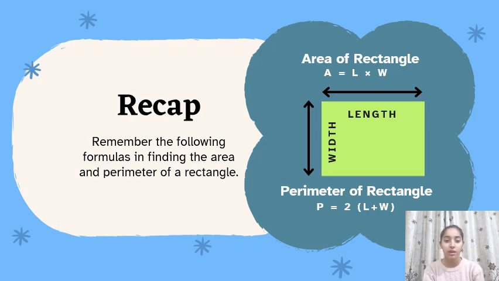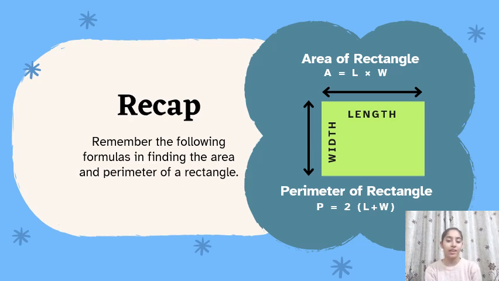Then area. Area is the space inside the rectangle, like how much carpet you would need to cover a floor. The formula is area equal to length into breadth. Simply multiply the length by breadth to find the area in square units.